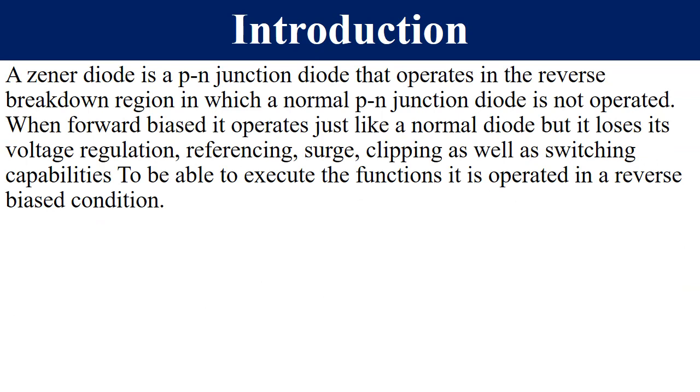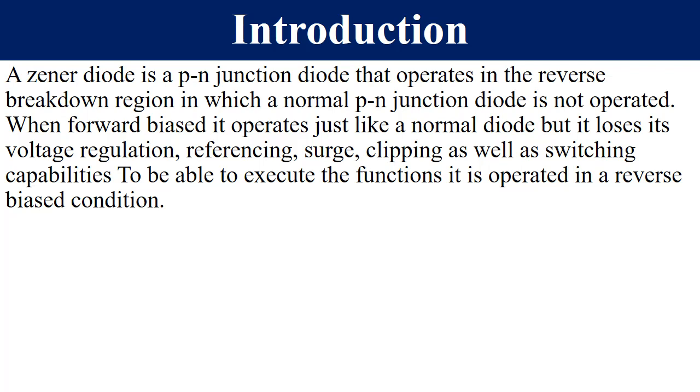Let us look at the introduction. What is a Zener diode? A Zener diode is a PN junction diode. Can you see the emphasis that is being put on PN junction, which means you must know the semiconductor basics. Otherwise, it will be difficult for you to proceed. It operates in the reverse breakdown region, in which our normal PN junction diode is not able to operate.